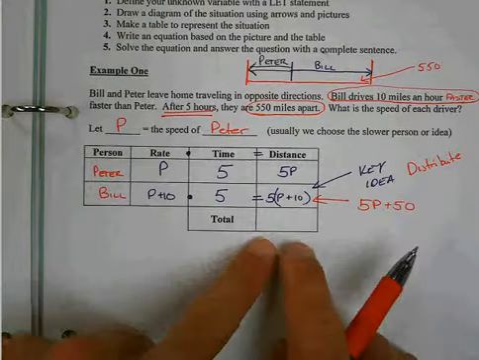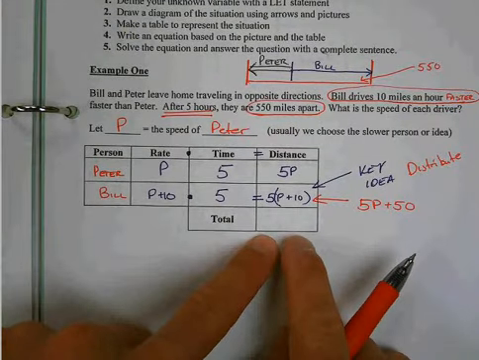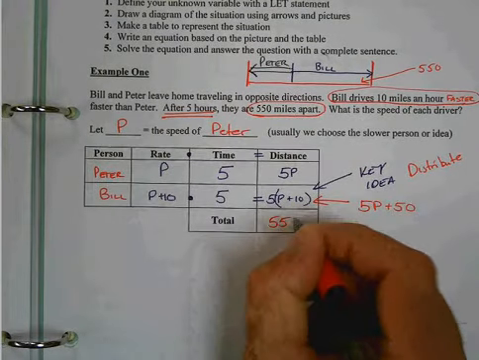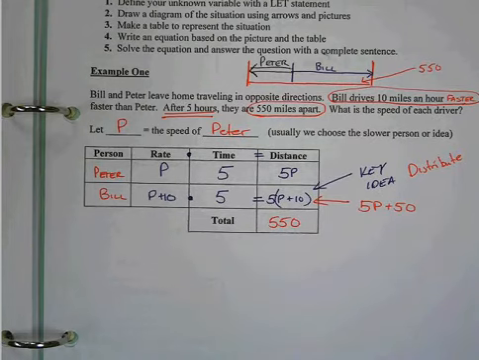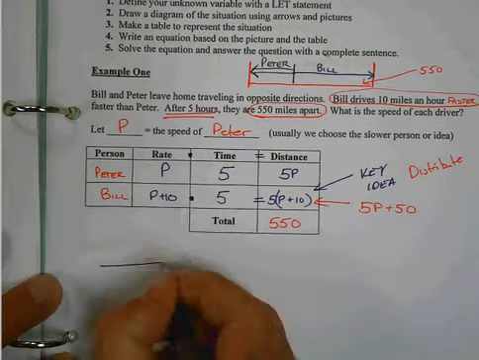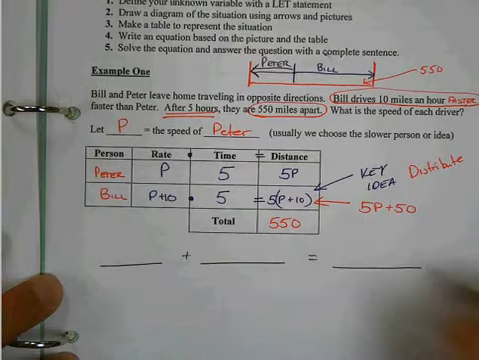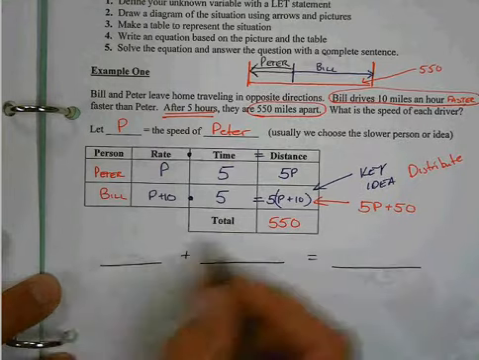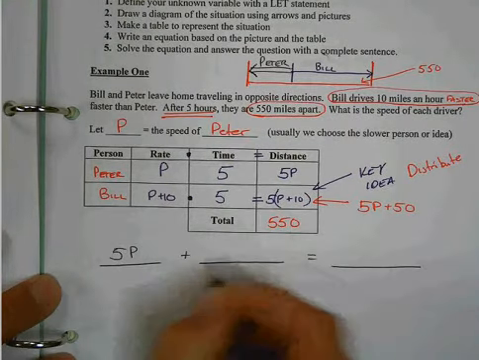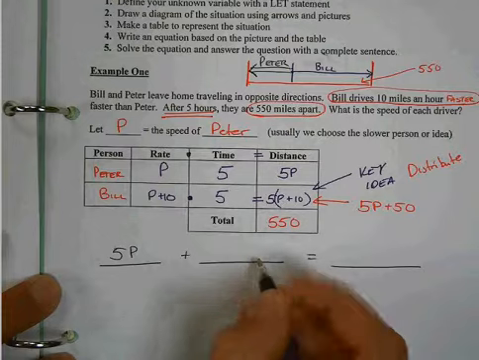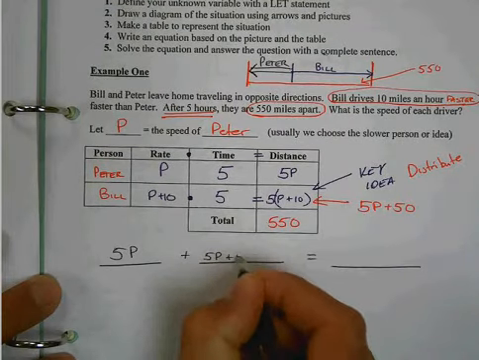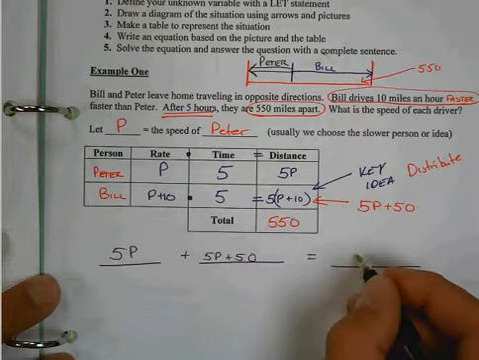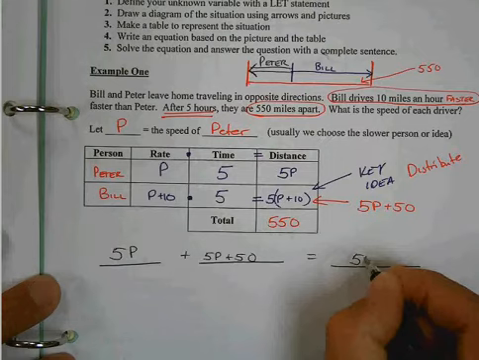Now I also put a little box down here at the bottom. That's for my total. What was my total from the illustration above? 550. And now we set up an equation. The equation is going to look like this. Bill plus Peter equals total. What's Bill's distance? 5P. What's Peter's distance? 5P. I'm going to switch it to 5P plus 50 using that distributing already. And then what's my total? 550.